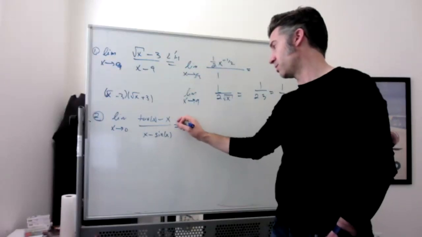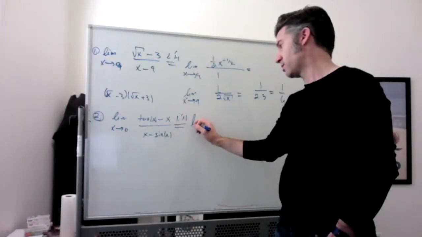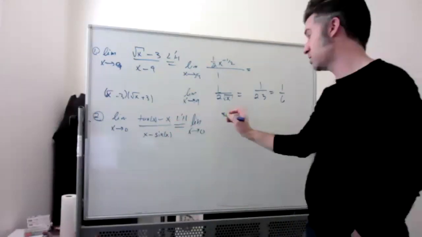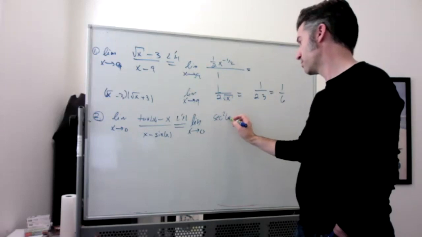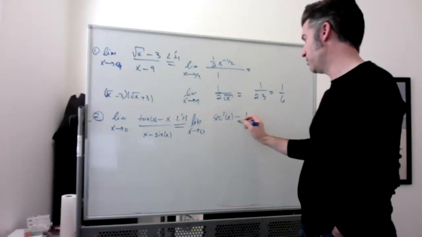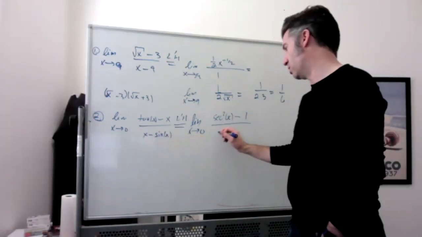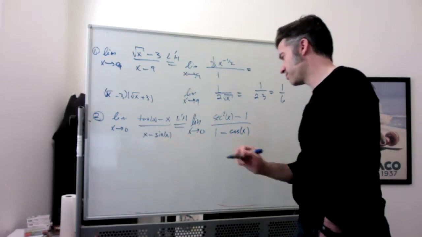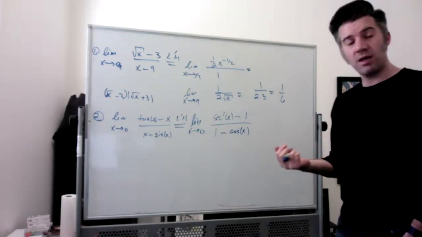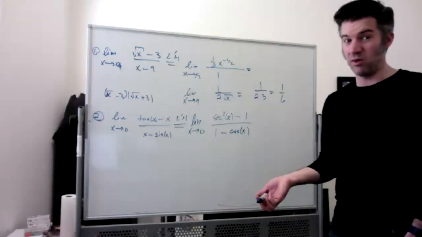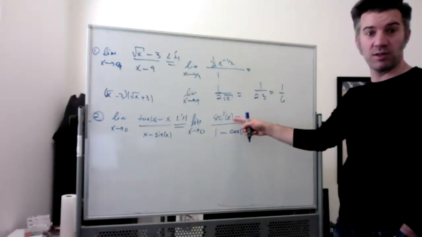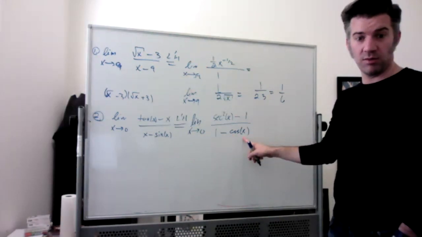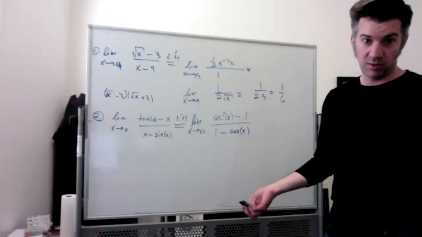So I'm going to use L'Hôpital's rule. The limit as x goes to 0. The derivative of tangent is secant squared. Derivative of x is 1. Derivative of x is 1. Derivative of minus sine x is minus cosine of x. And now if we try plugging in 0 again, we get 0 over 0 again. Secant of 0 is 1. 1 minus 1 is 0. 1 minus cosine of 0 is also 1 minus 1, which is 0. So we use L'Hôpital's rule again.